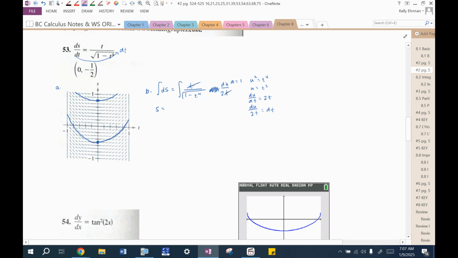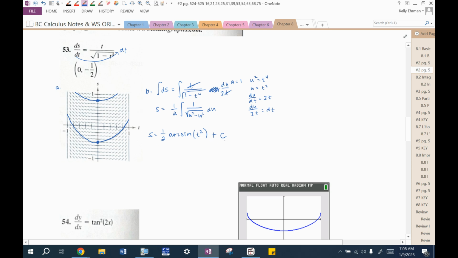And that's helpful because this dt gets replaced with a du divided by 2t. And those t's are going to cancel. So we have, I'm going to pull a 1/2 out, the integral of 1 over the square root of a squared minus u squared du. And that's arc sine. So arc sine, there's no 1 over a out in front. It's just arc sine of u over a. u is t squared, a was 1, so t squared. And then plus C. Okay, so that's our general solution.